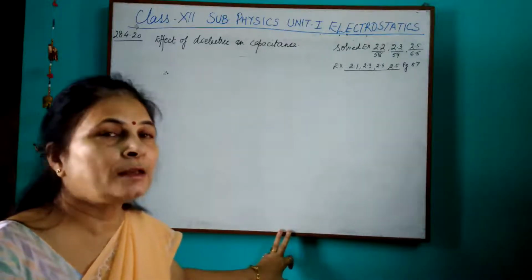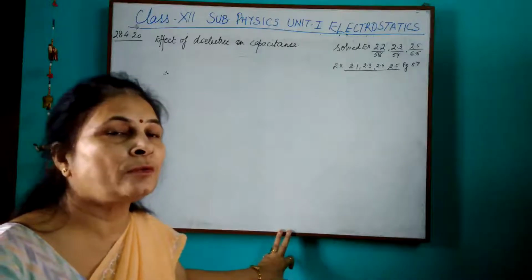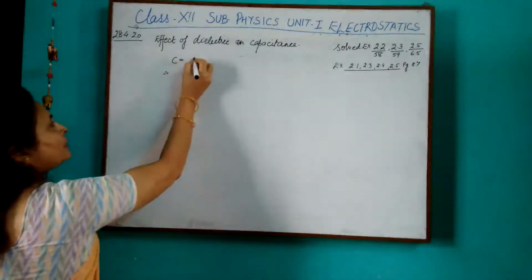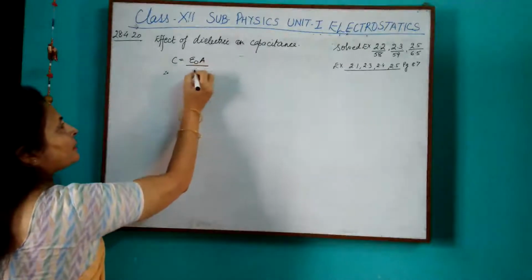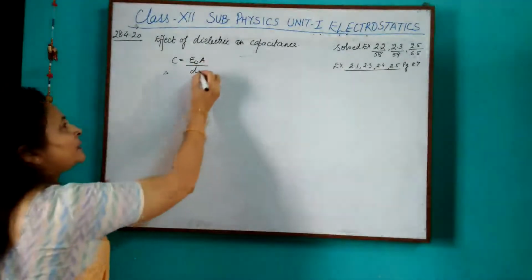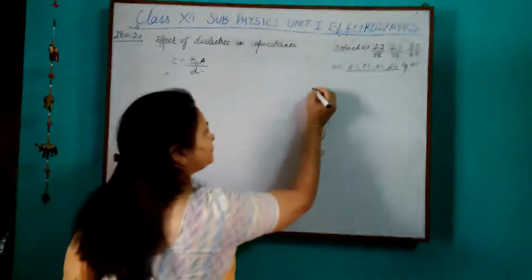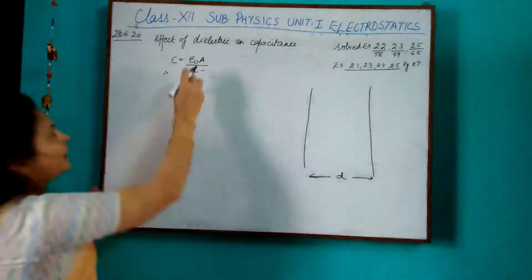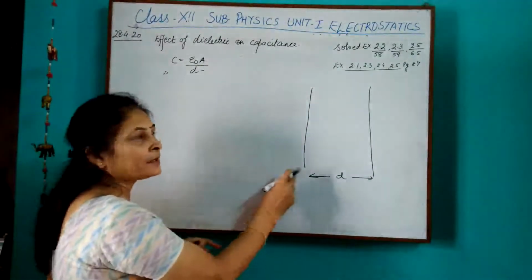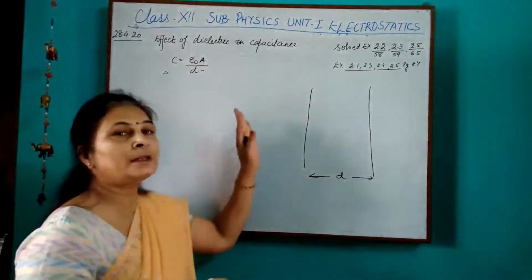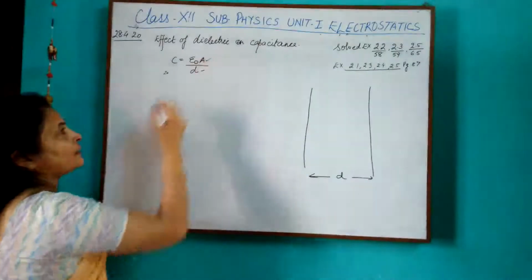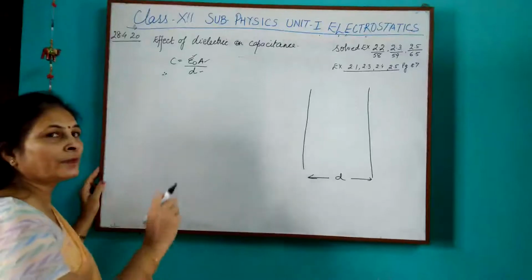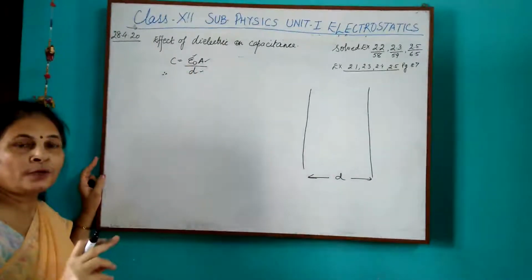What did we do yesterday? Yesterday we talked about the capacitance of a parallel plate capacitor, and the expression which we obtained came out to be C equals epsilon naught A upon D, where D is the distance between the plates of the capacitor. A is the area of these plates. I have drawn this as a line only, but it is a surface. So A is the area of the surface. Epsilon naught, you already know, is a constant.